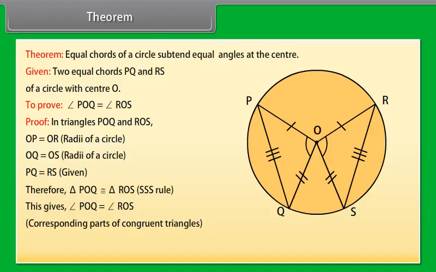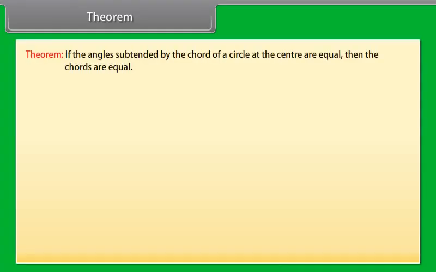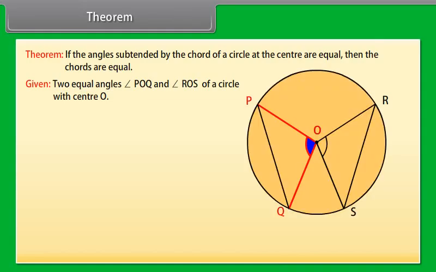The next theorem is the converse of the above theorem. It says that if the angles subtended by the chords of a circle at the center are equal, then the chords are equal. Theorem. Let us prove the converse now. Given two equal angles, angle POQ and angle ROS of a circle with center O. To prove, PQ is equal to RS.